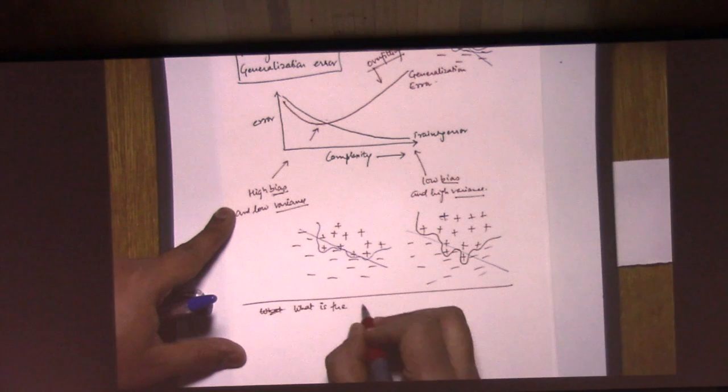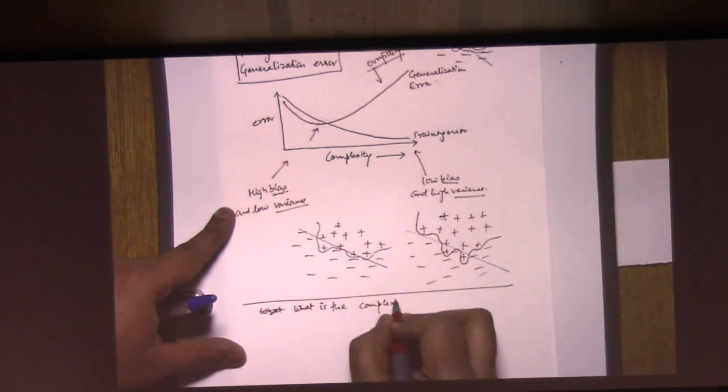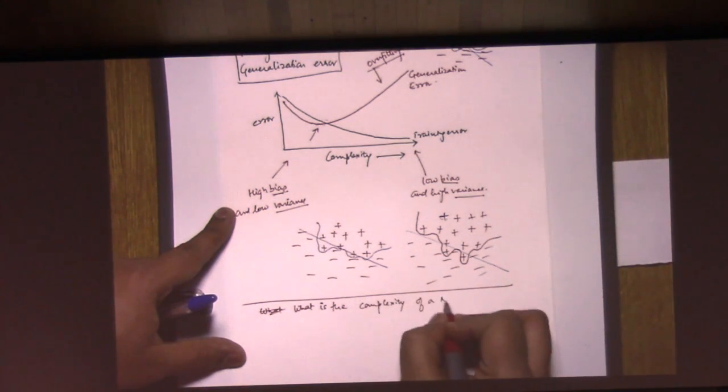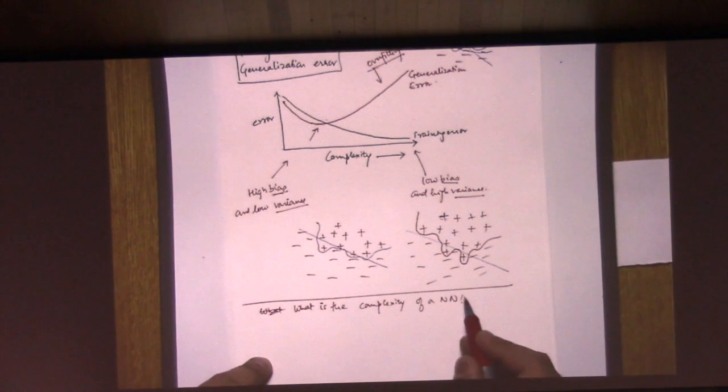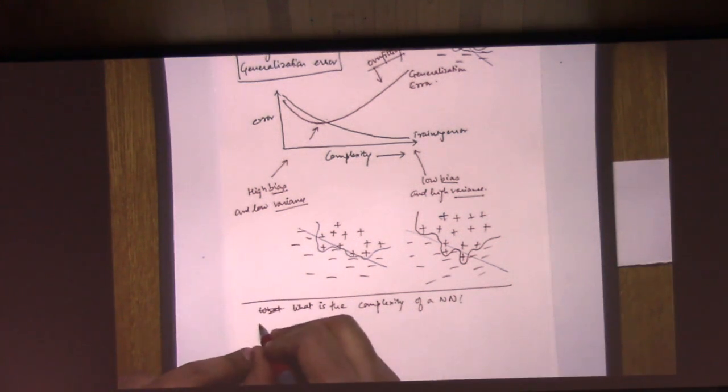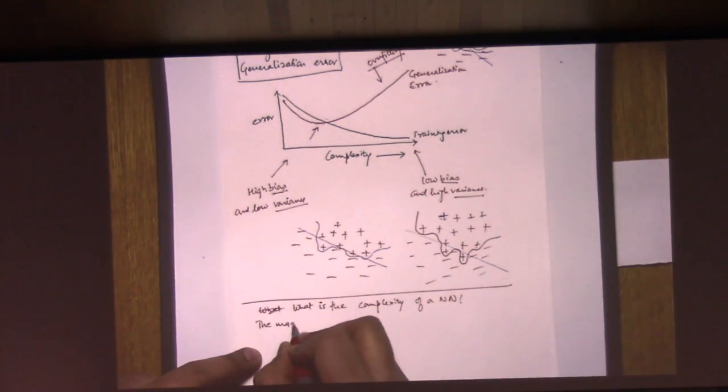what is the complexity of a neural network? So in general, for any machine learning algorithm, if you tomorrow go out and say, I'm going to create a new machine learning algorithm, right? The first thing you want to understand is, of course, what is the training error and how do you minimize that? But also, what is the complexity of this algorithm, all right? And then you can sort of control it somehow. So in the context of neural networks, it turns out the magnitudes of the weights.